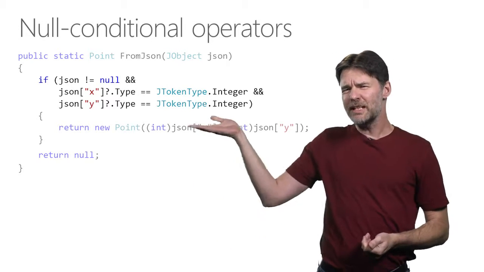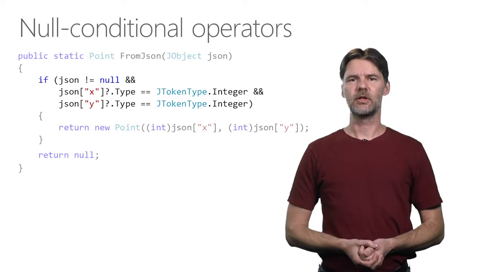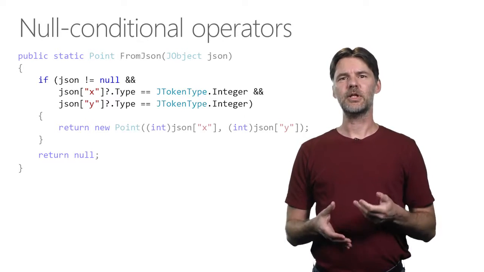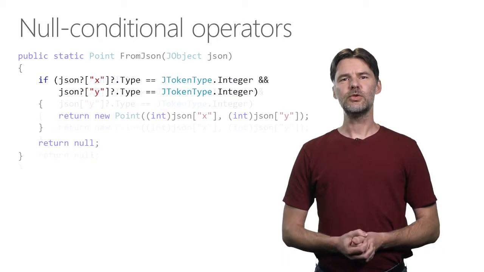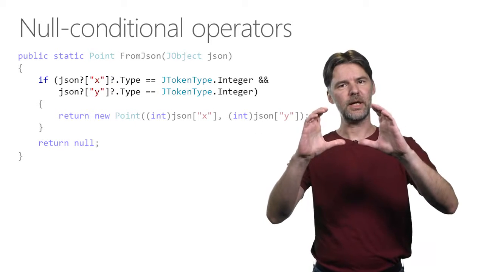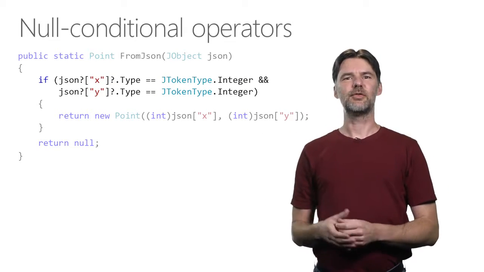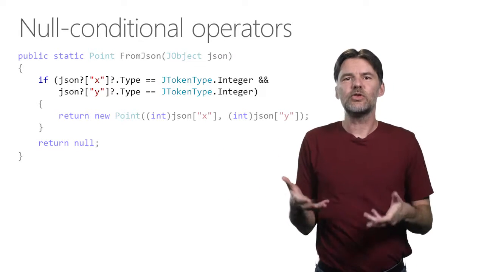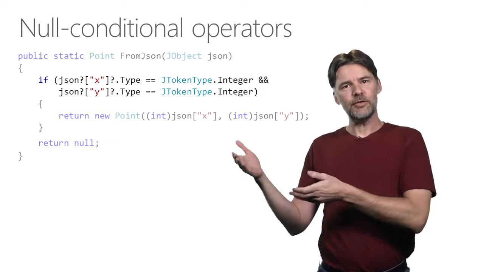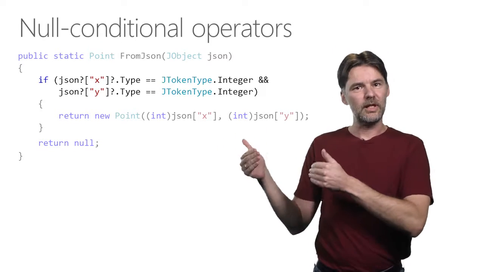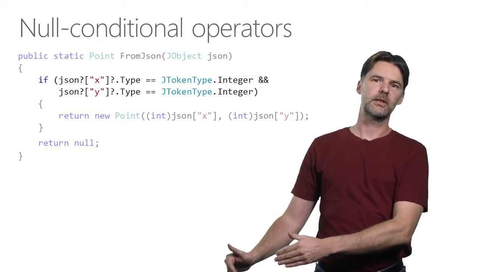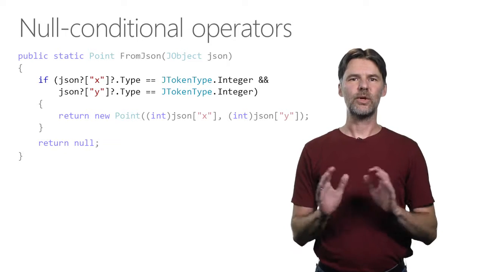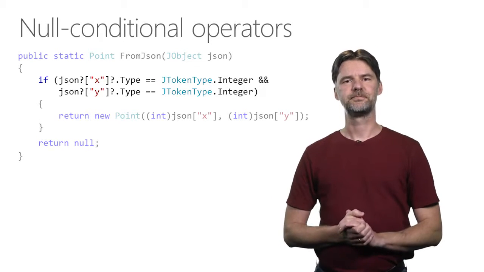Meanwhile, we still have that initial null check to see if we can index. But indexing can be done in a null conditional way too. You just insert a question mark in front of the square brackets, and now they only happen if the receiver is not null. And now the whole if condition just expresses your core intent, which is if JSON has x's and y's with integer types, then do the following. The essence stands out. The rest fades into the background.